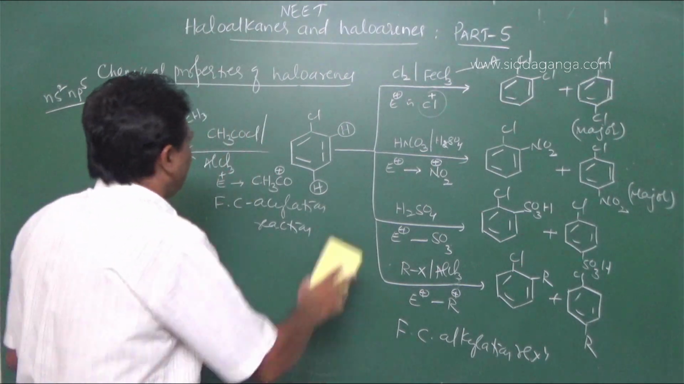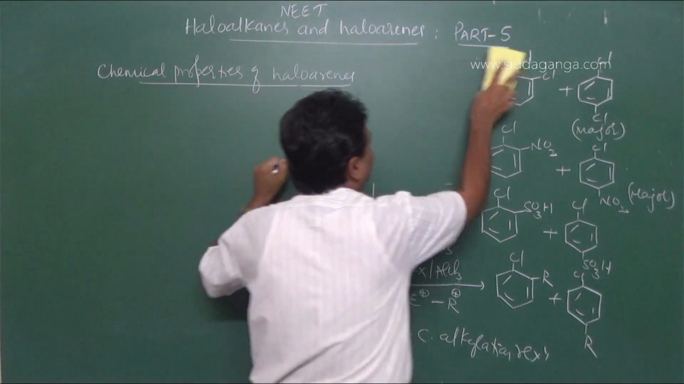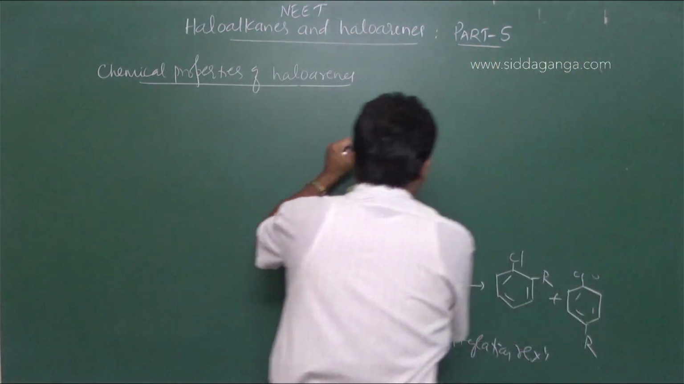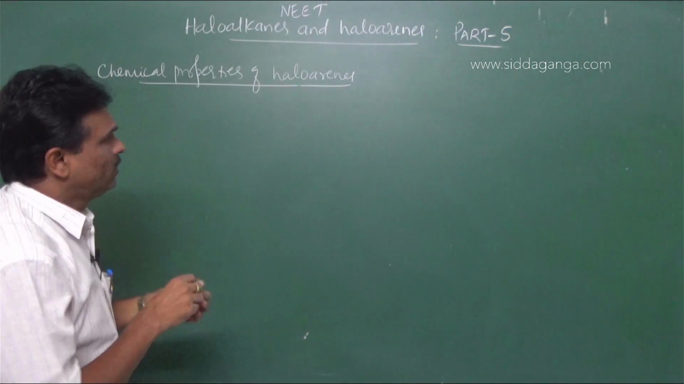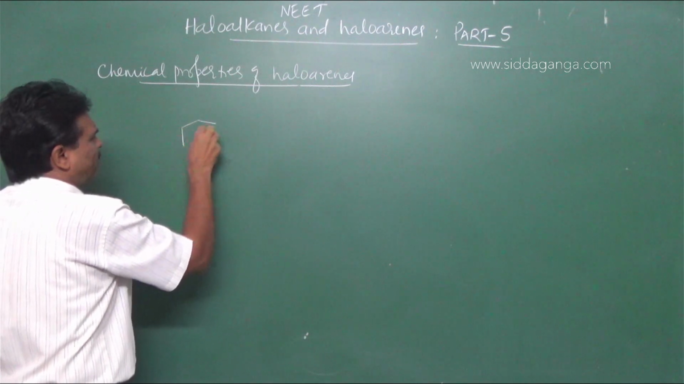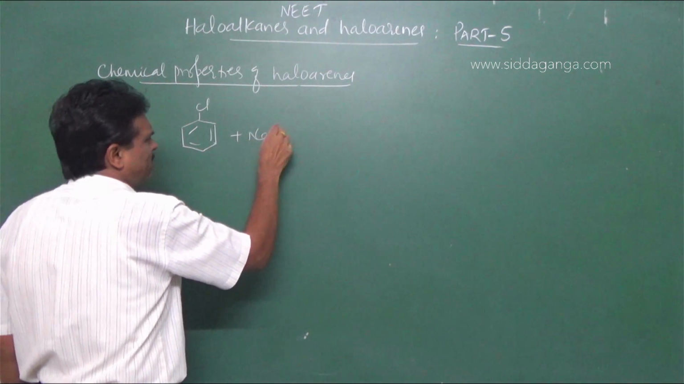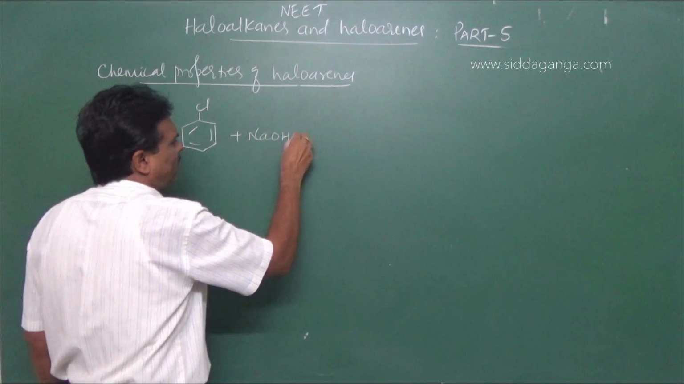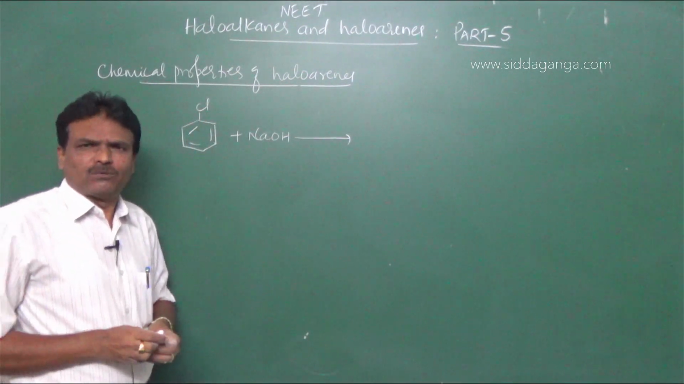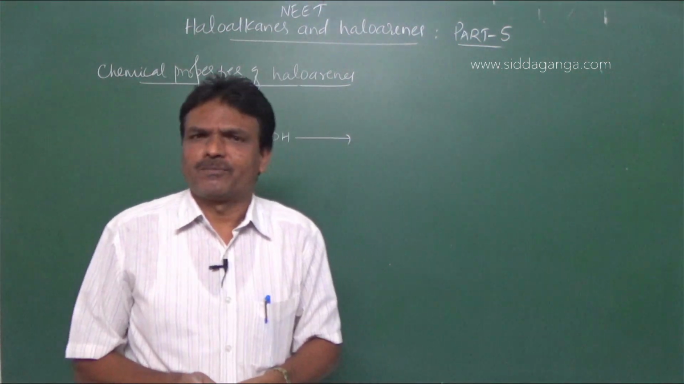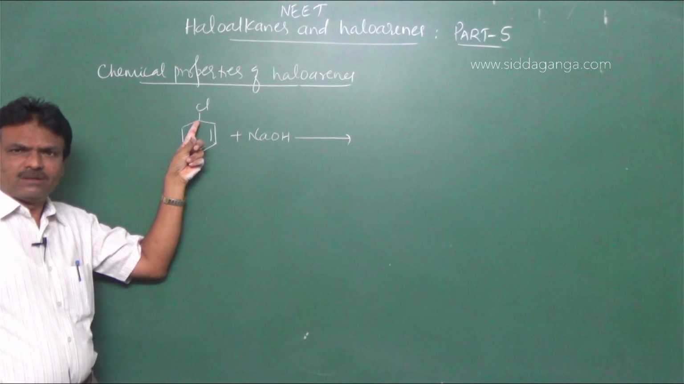Next one, another property of chlorobenzene: when chlorobenzene is heated with sodium hydroxide solution. In haloarenes, the halogen atom is least reactive. Haloarenes are less reactive since the halogen atom is attached to an sp2 hybridized carbon atom, that is more electronegative.